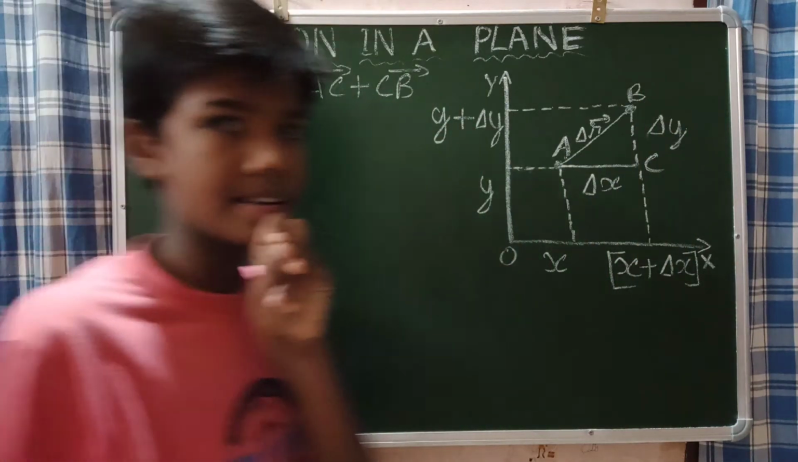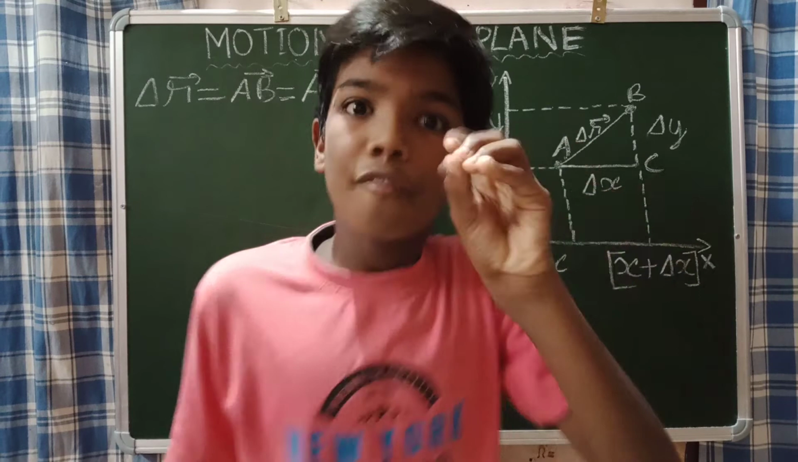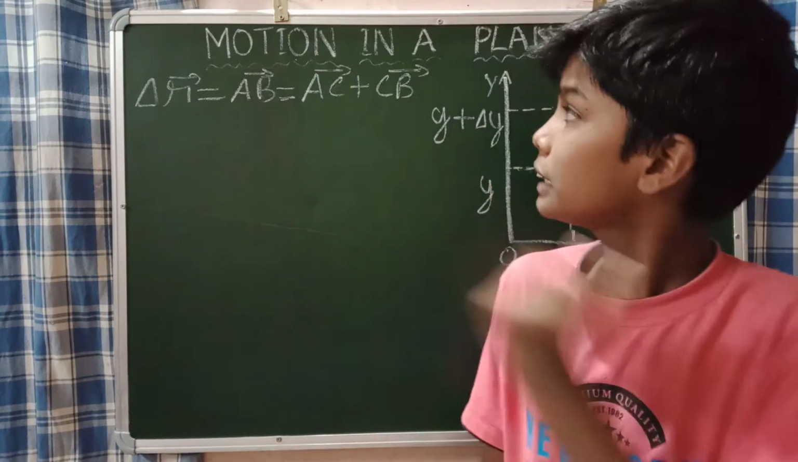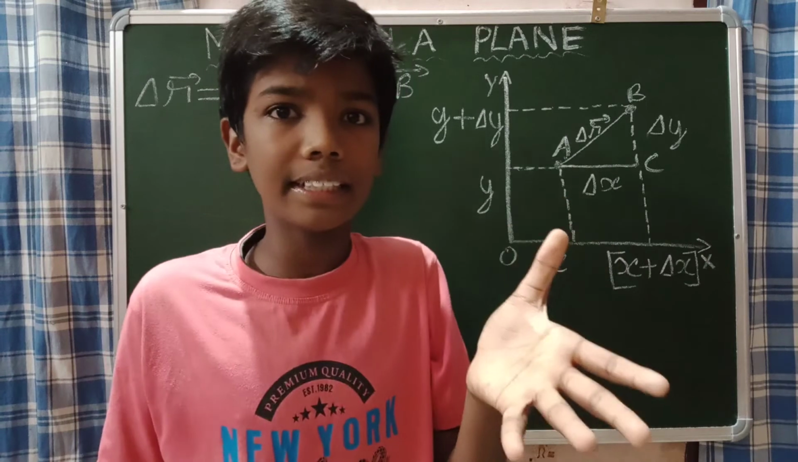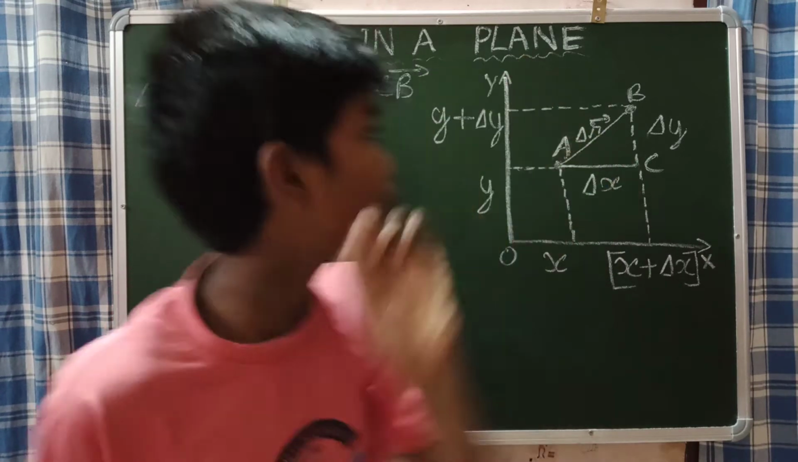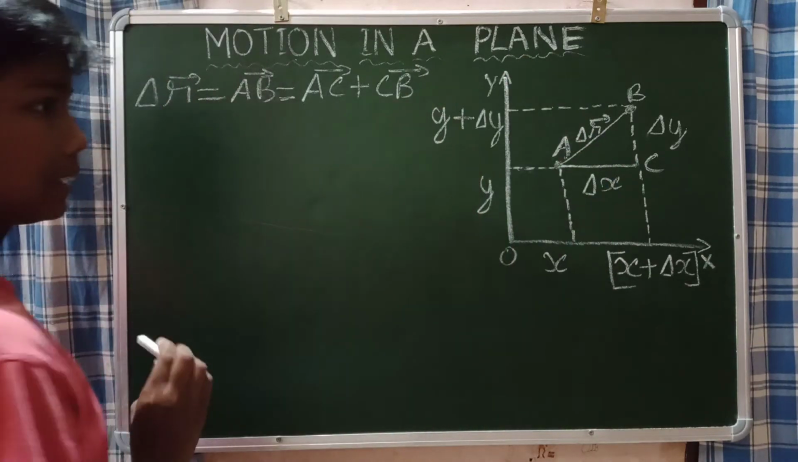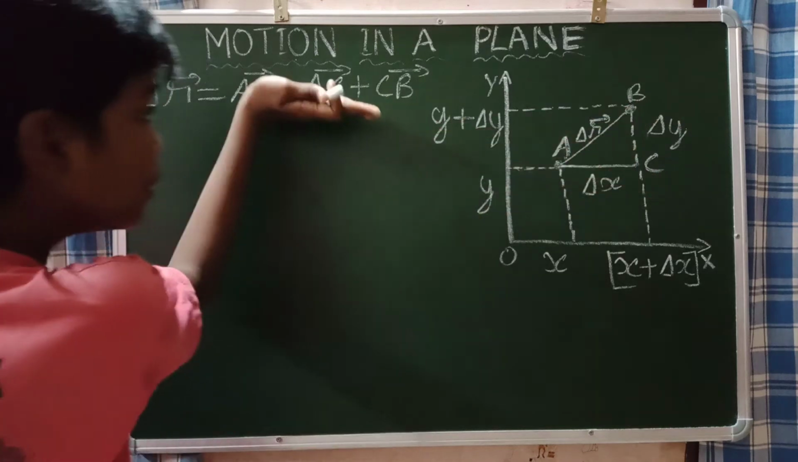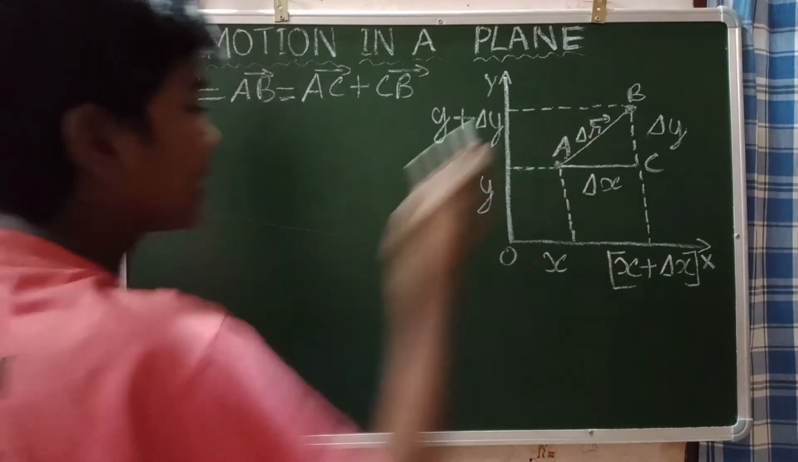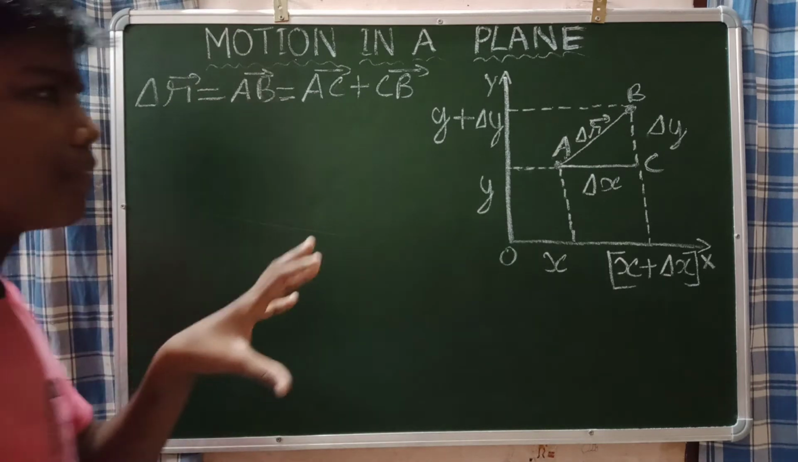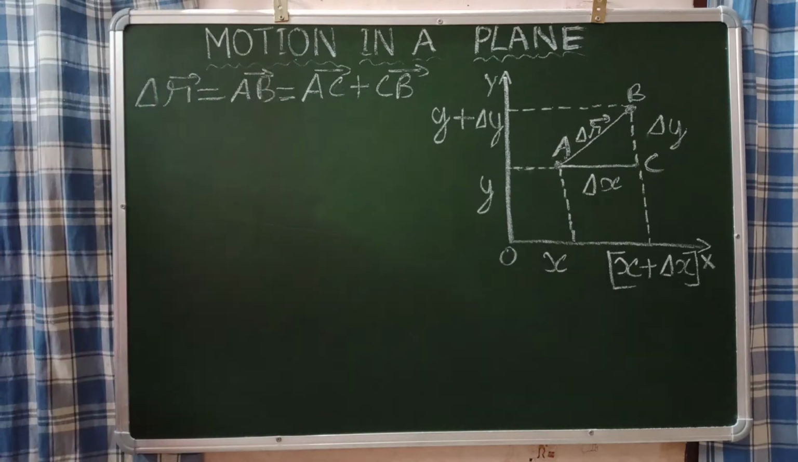Why is it written like that? If you are familiar with vector addition, you will be able to understand this. If you remember the addition of vectors, then you can understand this. That means this AC vector plus this CB vector will give us this AB vector, that means this delta r vector.